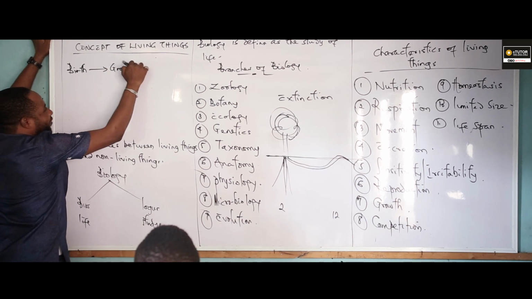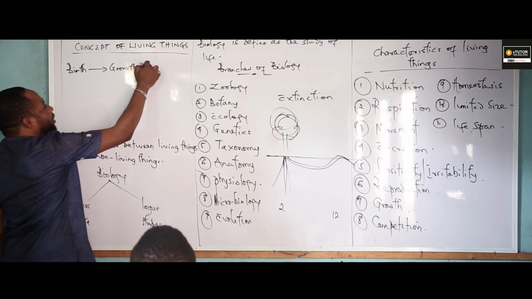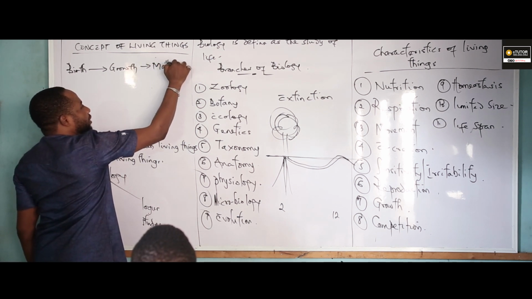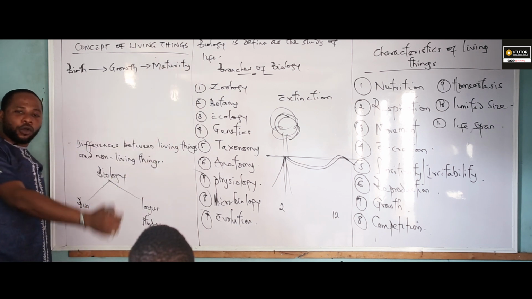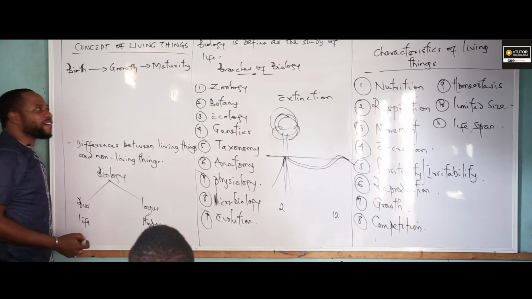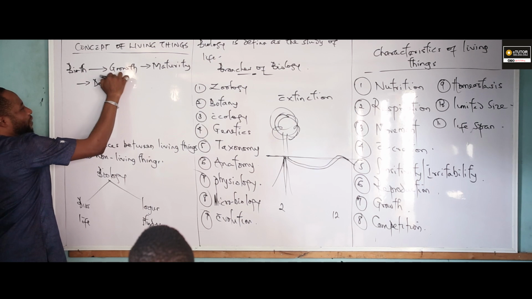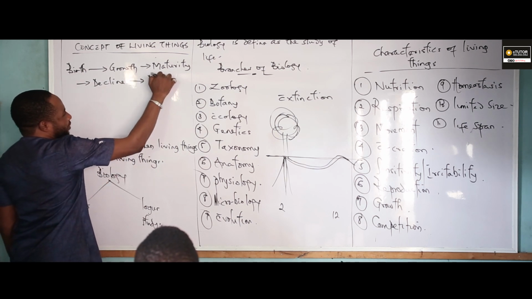You start increasing in size. Then you get to a point where you become mature. We call it maturity, where you become mature and you can also carry out reproduction. After maturity, you start declining. We have decline, old age, then death.